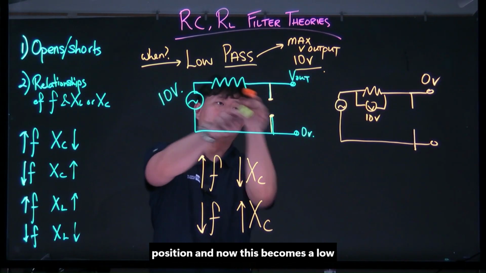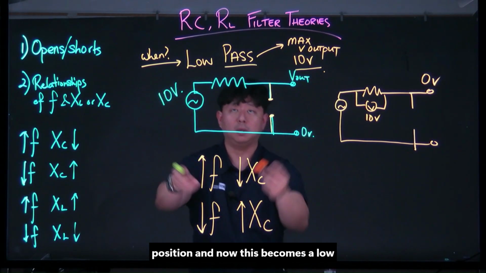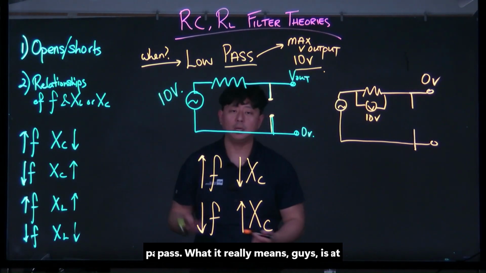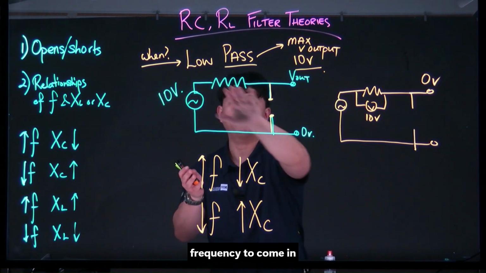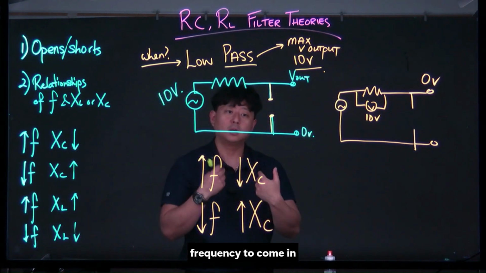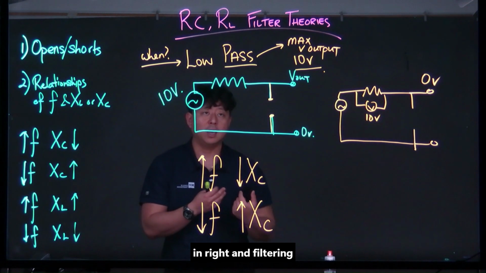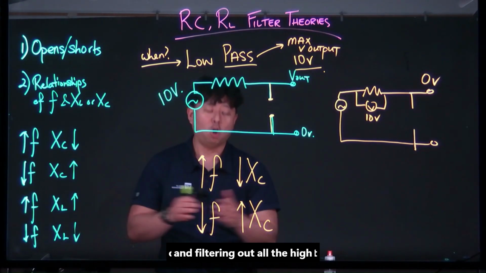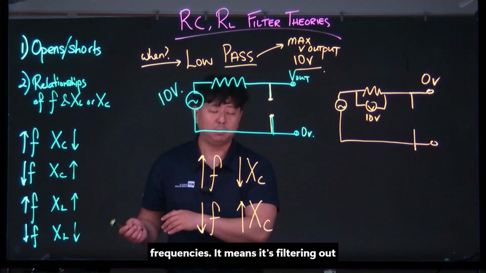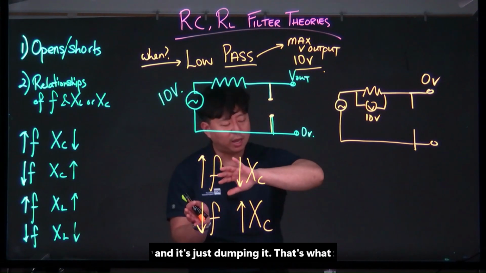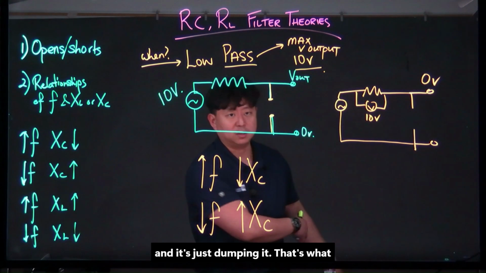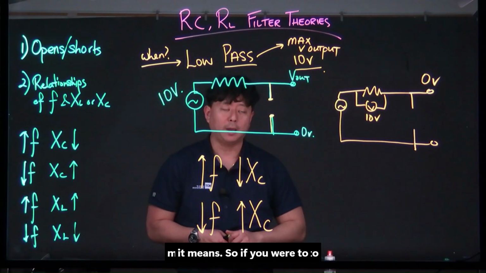We switch the position, and now this becomes a low pass. What it really means, guys, is that it's only letting the low frequency come in, right? And filtering out all the high frequencies. It means I don't want any high frequencies, and it's just dumping them. That's what it means, okay?